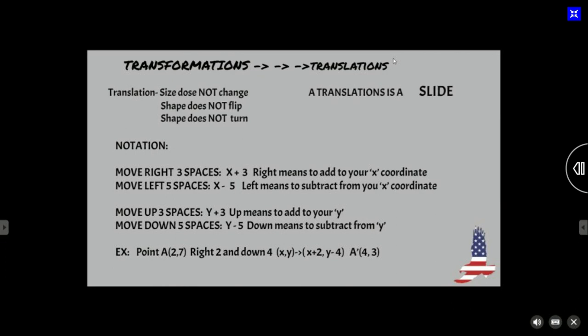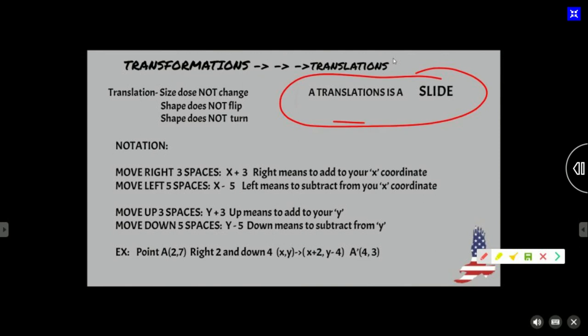So once again, a translation is a slide. You don't have to write all of this down. What I do need you to understand is when I'm doing a slide, I can go up or down. Tell me about what axis. We're going to be doing all of this on the coordinate planes, right? Y-axis. And what axis goes left and right?